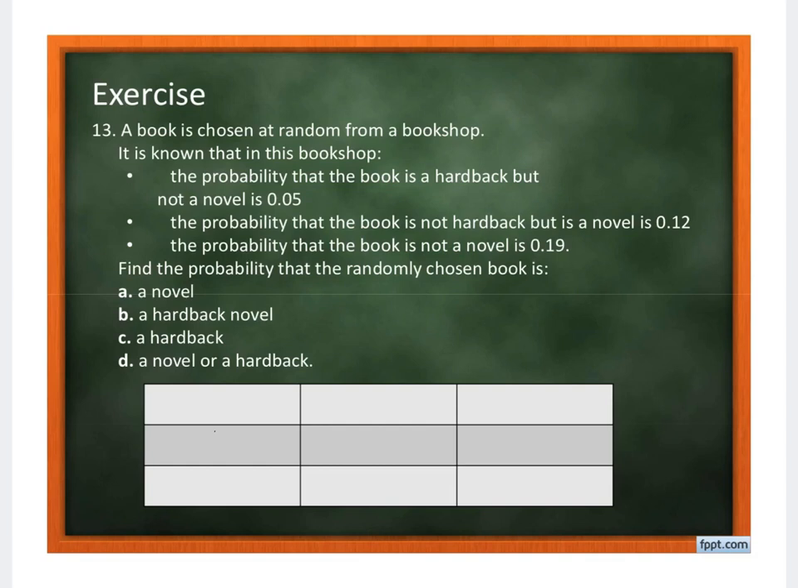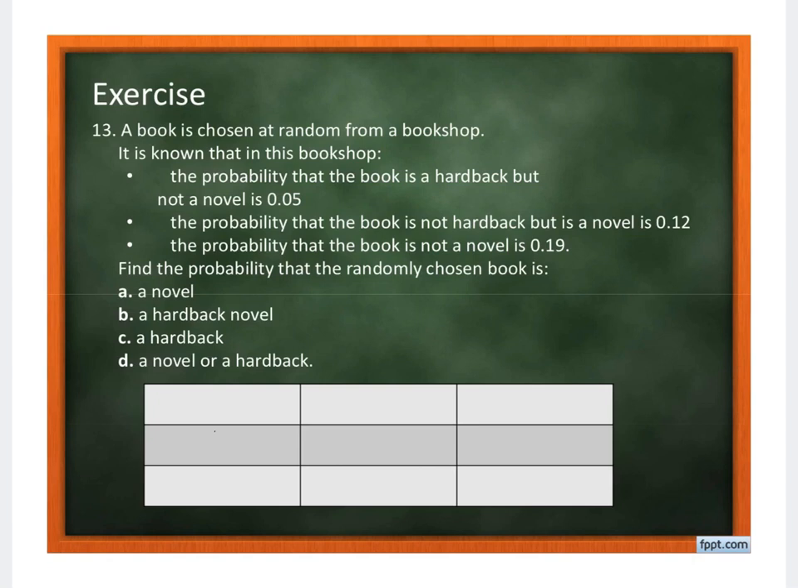A book is chosen at random from a bookshop. The probability that the book is hardback but not a novel is 0.05. The probability that the book is not hardback but is a novel is 0.12. The probability that the book is not a novel is 0.19. Find the probability that the randomly chosen book is A. a novel, B. a hardback novel, C. a hardback, D. a novel or hardback.